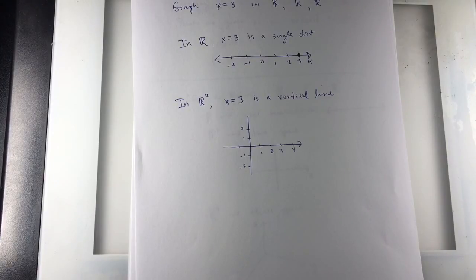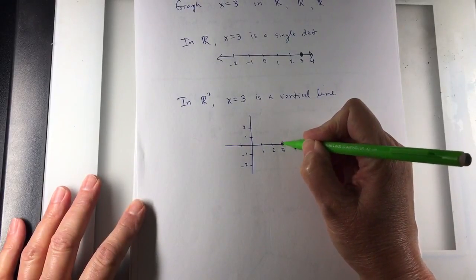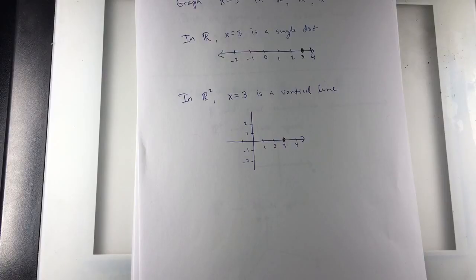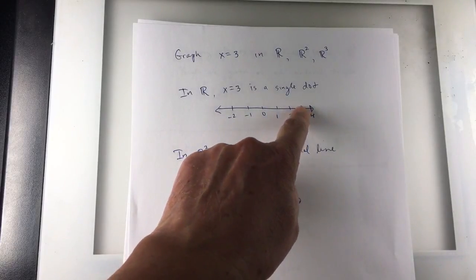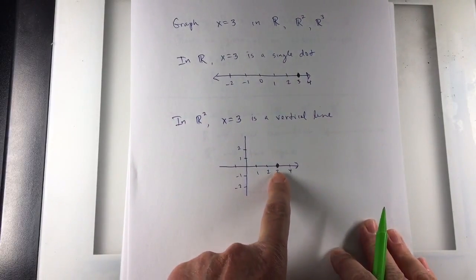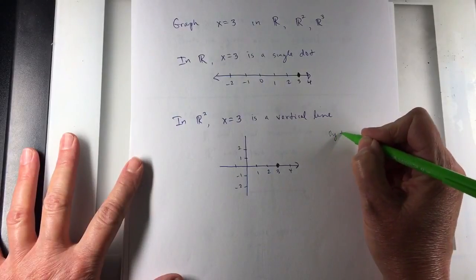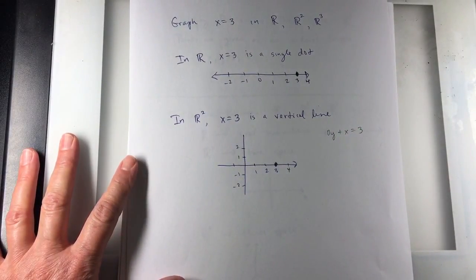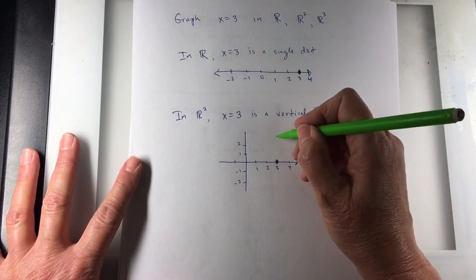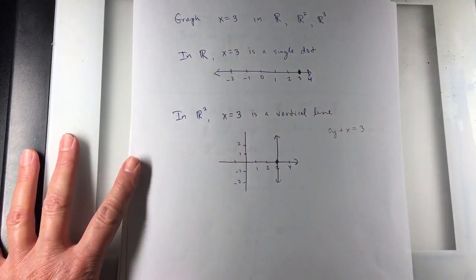Now, this takes me back years ago. We used to have a remedial algebra class. And I gave a problem like this on the test, and a lot of the students, when I said graph x equals 3, they did this. I'm like, uh-oh. So what happened there? They didn't make the jump from the single dot to the vertical line. Wait a minute. This is really 0y plus x equals 3, or if I put it in alphabetical order, x plus 0y. So that's your vertical line in R2.